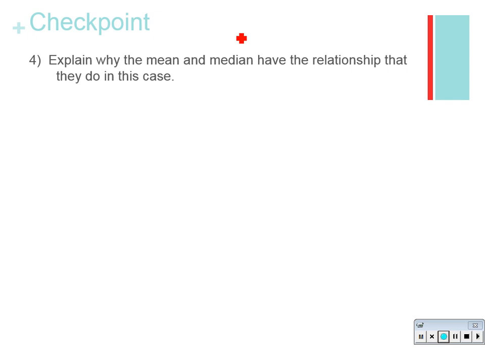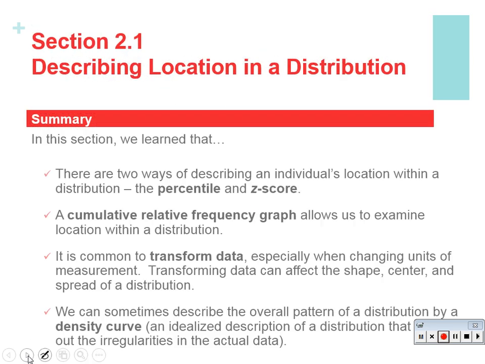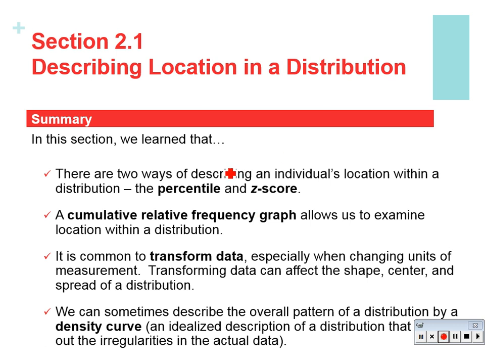The other question that went with this says explain why the mean and median have the relationship that they do in this case. Well, that's all driven by shape. Because this graph is skewed left, the mean will get pulled to the tail, which in this case makes the mean less than the value of the median. One of the things that we'll look at moving forward is some different things involving where the mean goes in a density curve, and where the median goes in a density curve in relation to the shapes of the graphs.